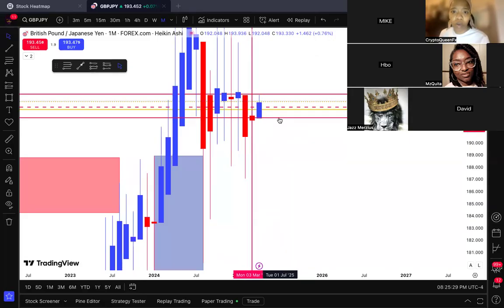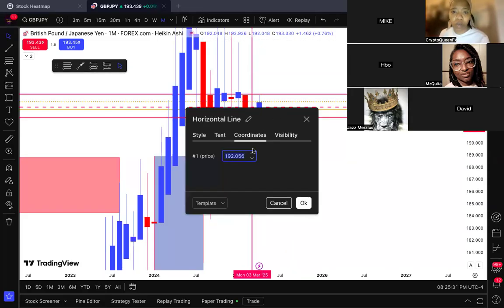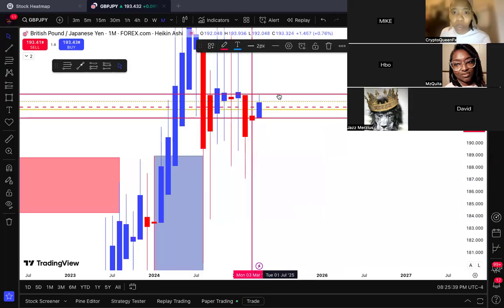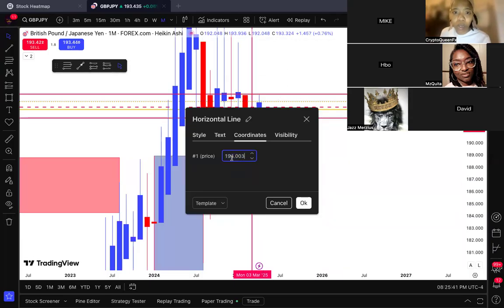The low is 192.48 and the high is 193.936.